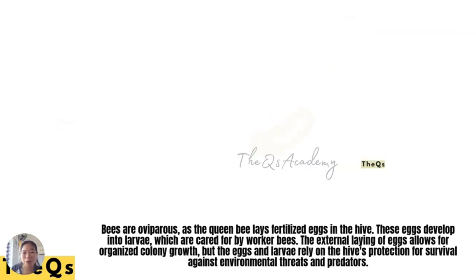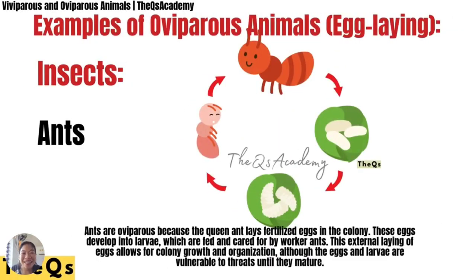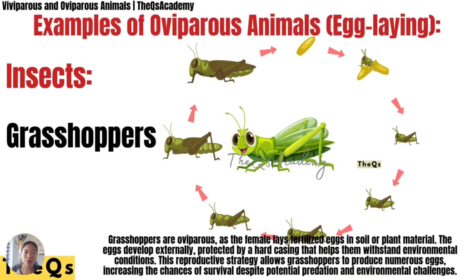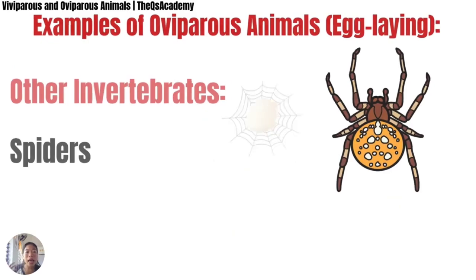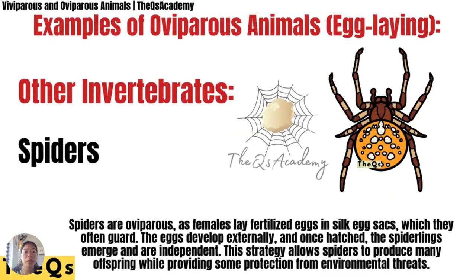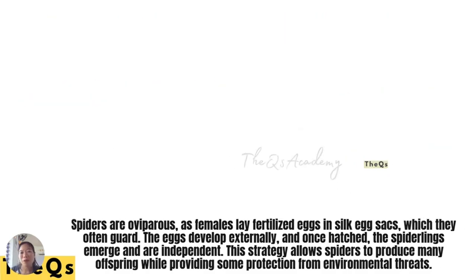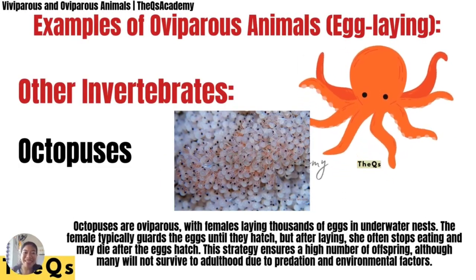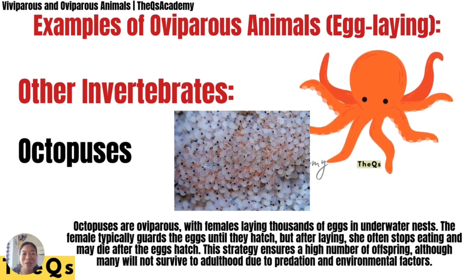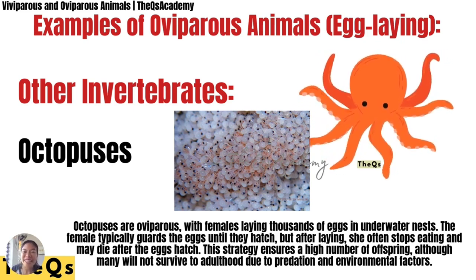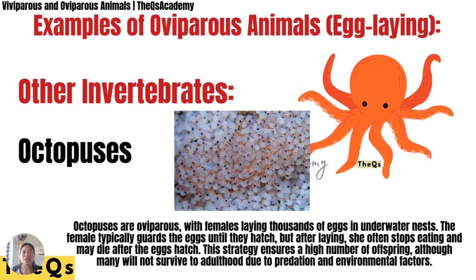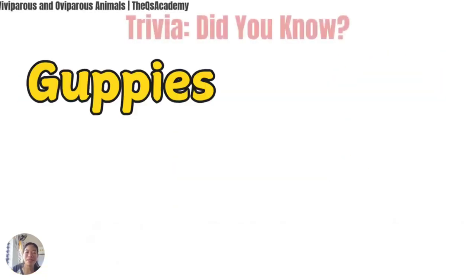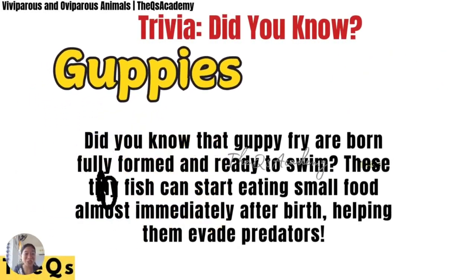And also we have bees. Bees are oviparous. And ants, they are oviparous. And also grasshoppers, oviparous. And we have also other invertebrates like spiders. They are oviparous. And also octopus, they are oviparous. They lay thousands of eggs in underwater nests.